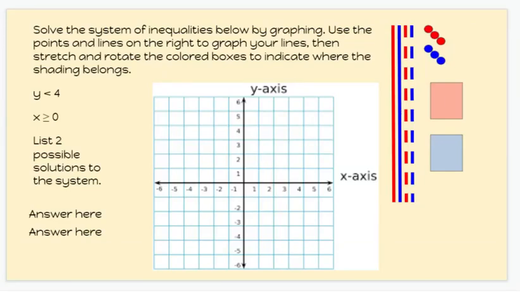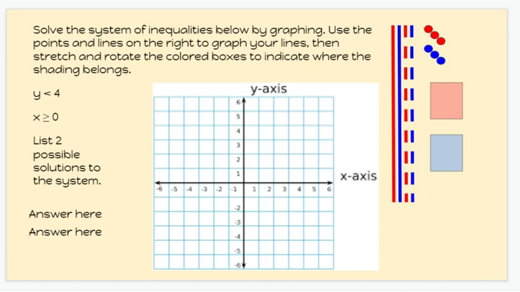Okay, here's our last example of graphing a system of inequalities. So we have the same instructions here. I've made these inequalities a bit different. These are some special lines here. We don't have them in the slope-intercept form, or they're not in standard form ready for us to put them into slope-intercept form. It's simply y is less than 4, x is greater than or equal to 0.